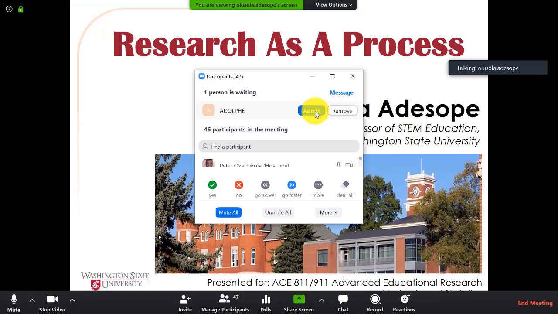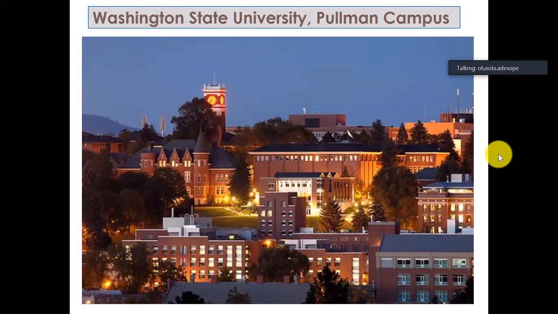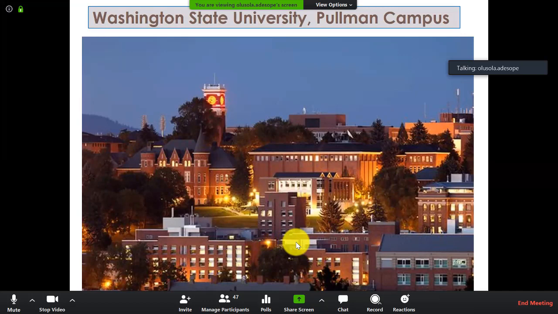So we'll just go to where I am from so that you can see a little bit of my world. This is just one little part of the Washington State University Pullman campus. We have five campuses, but this is the main campus here in Pullman. It's like being at OAU. Pullman is a 5-hour drive from Seattle, or a 1-hour flight to Seattle as well.